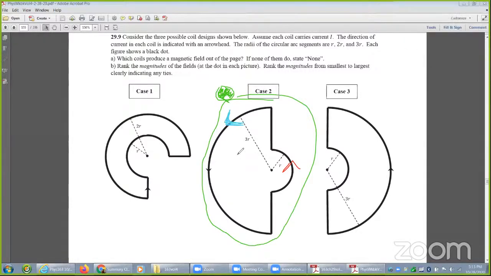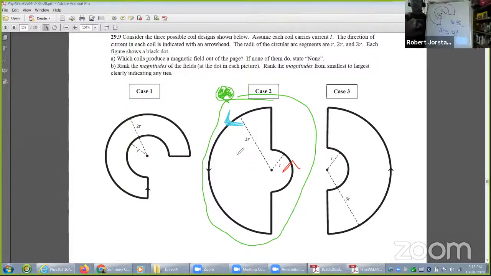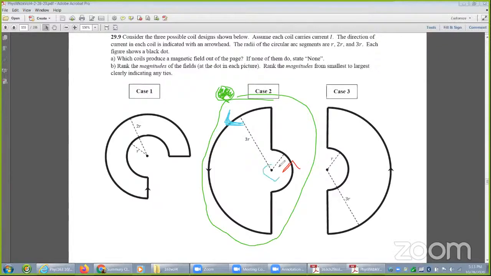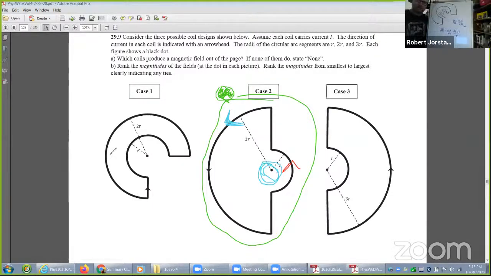No, they both go out of the page. They're both out of the page. And so watch this: if you're inside the loop, both segments will contribute. If you're outside of the loop, one of them adds and one of them subtracts. So notice over here, we get partial cancellation again.